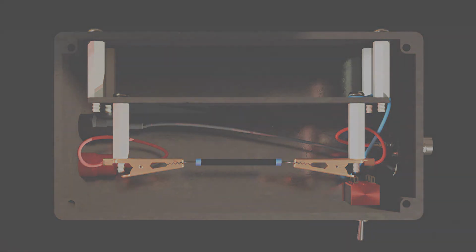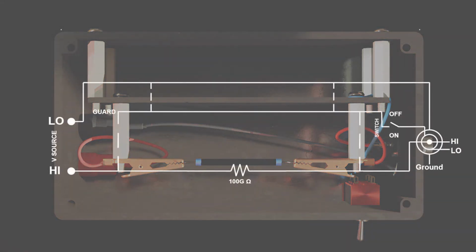Looking at a representation of the circuit with the guard turned off, there is a difference in voltage between the high and low inputs. This means that current can leak from high to low along the dashed lines, which represent our Teflon standoffs that hold our device under test. These supports are very high resistance, but not infinite. When measuring a large resistor, like our 100 gigaohms, leakage current flowing through the supports can be observed. This will impact our accuracy and quality of measurement.